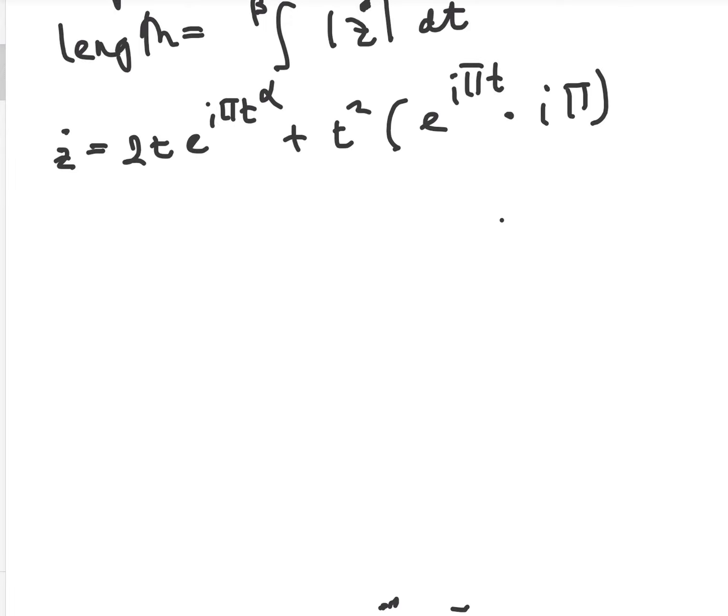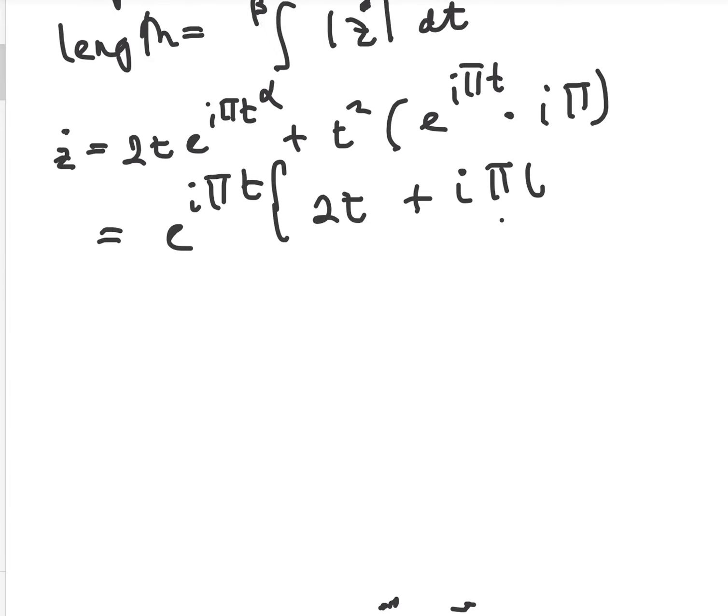Let's simplify all of this. You can remove e to the i pi t as a factor, so this is e to the i pi t into, well, what you got from the first term is 2t, and from the second term, if you remove e to the i pi t, you get i pi t squared. It's i pi t squared.